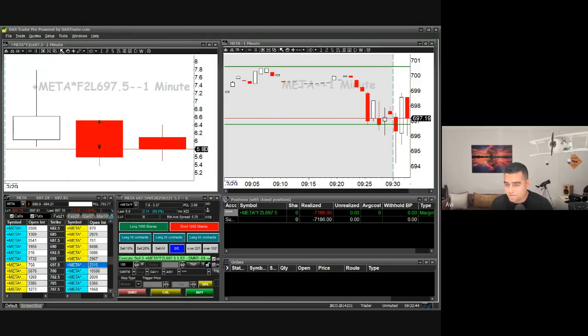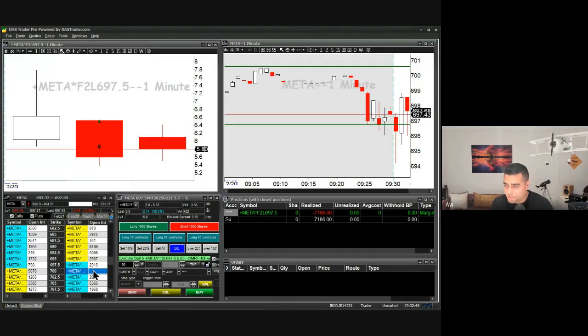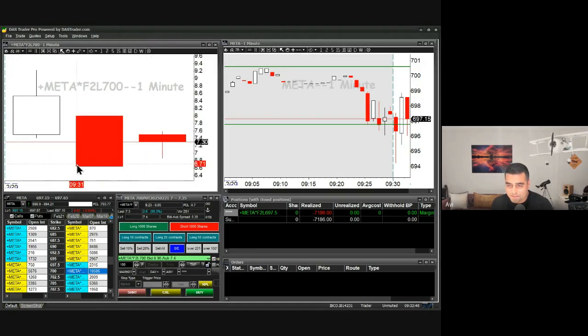Let's see this thing close. Something really bearish would be fun. Since it's holding 700, oh yeah, look at the 700 contracts. There's probably a lot of liquidity on it.